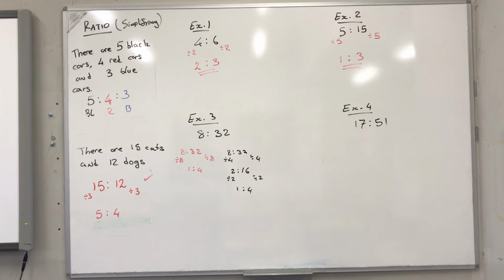Example 4 is a pretty tricky one because the numbers look horrible. They are just both in the 17 times table. I just thought I'd throw that one in to challenge you if you were finding it tricky. Okay? So we're going to have to divide both of them by 17.